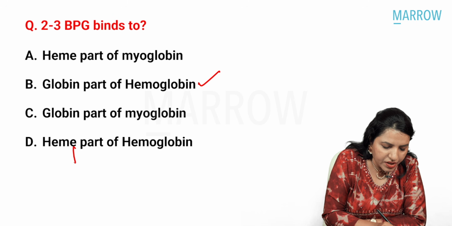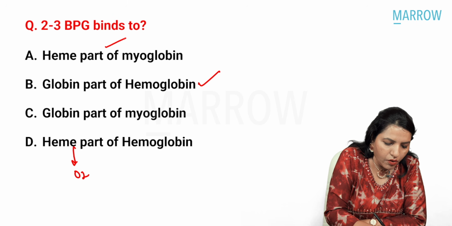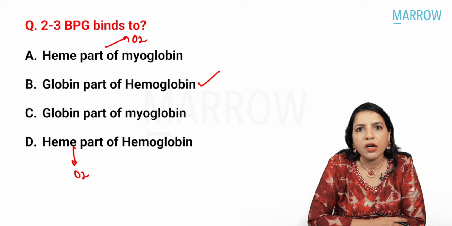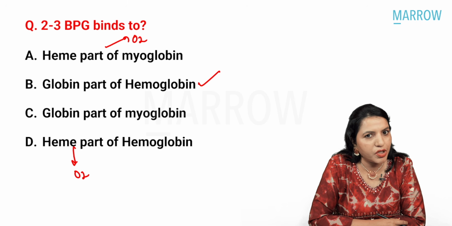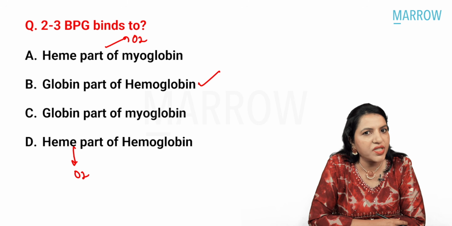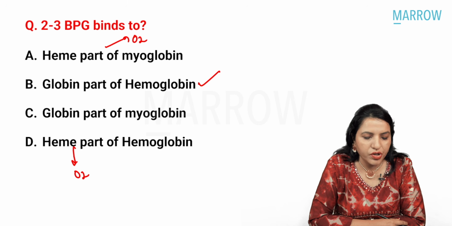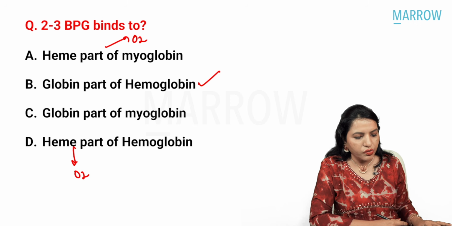Oxygen is the one which binds to the heme part of myoglobin as well as to hemoglobin. So what about the globin part of myoglobin? Does it have any interaction with 2,3-BPG? No, the globin part of myoglobin has no interaction with 2,3-BPG. Now, what about this 2,3-BPG?